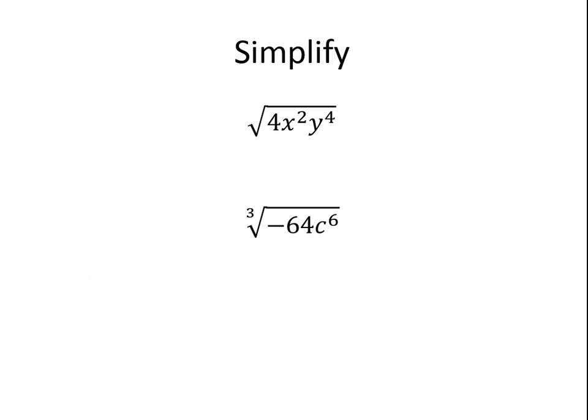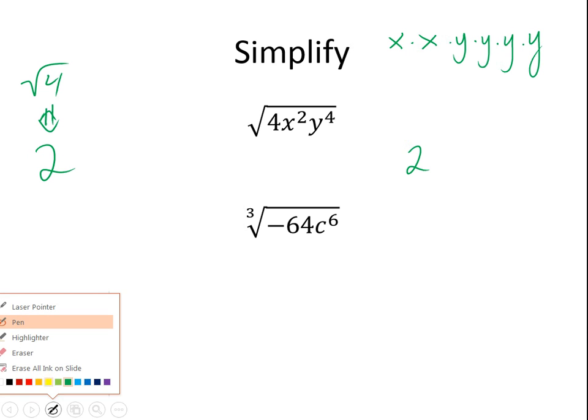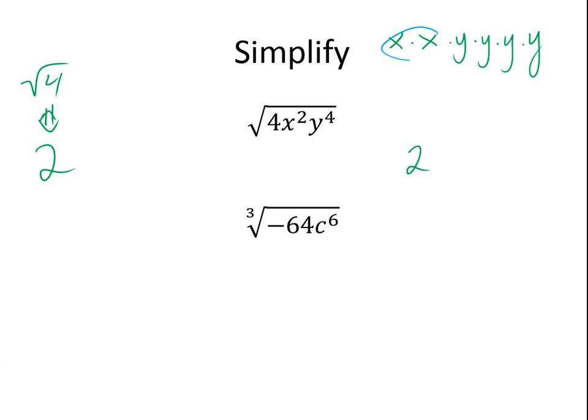So we're taking the square root of 4 x squared y to the fourth. So we break it up. The square root of 4 is 2, so we're going to have a 2. And now we look at the variables underneath the radical. We have x times y times y times y times y. Now the question is, how many pairs do we have? Well, we've got a pair of x's, so those come out, and we've got 2 pairs of y's, so that would be y squared. And this is your answer.